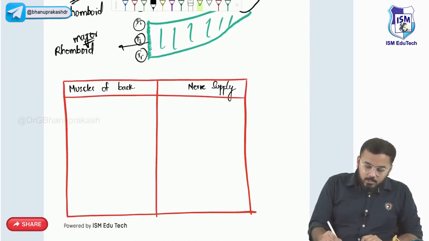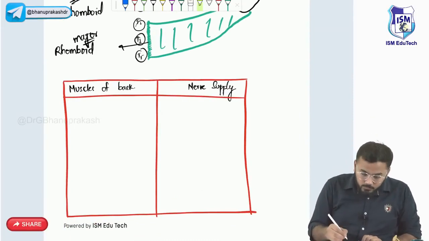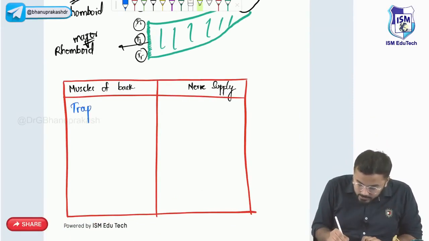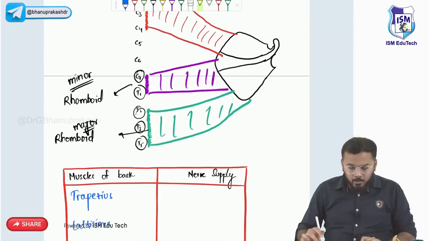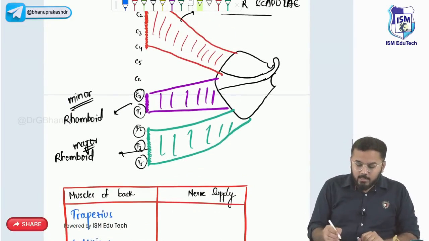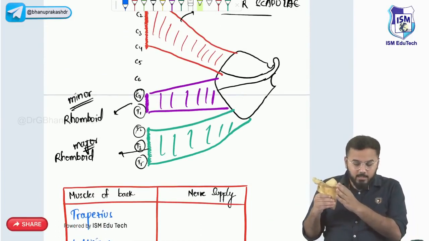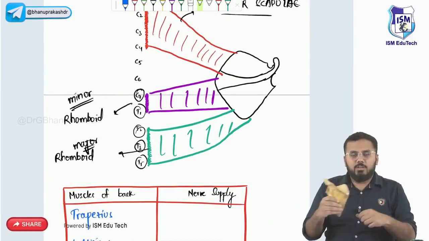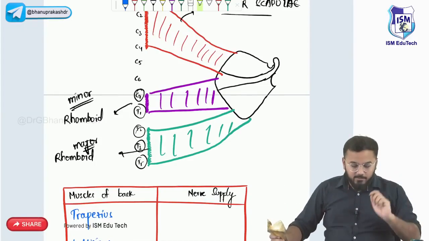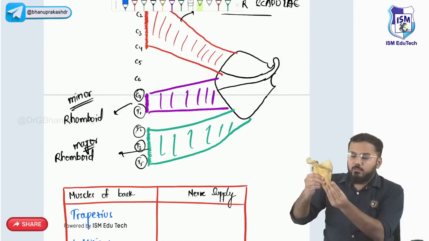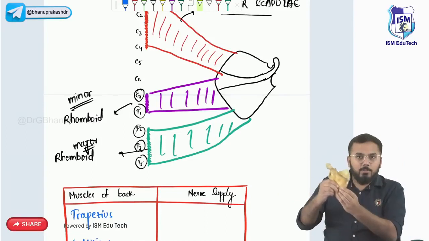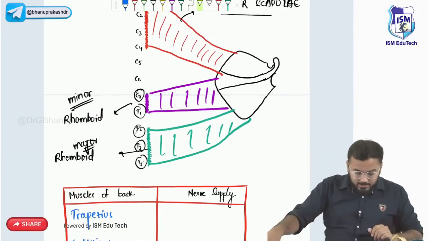Okay. So look here. We have so far discussed trapezius. Siddharth is asking about rhomboid movements. Look here, Siddharth. Rhomboid minor is exactly attached to this part of the scapula, right? So when I'm pulling it, there will be retraction of the scapula. In the same way, rhomboid major is attached to the inferior angle of the scapula, right? So when I'm pulling it, there will be depression of the scapula. You're clear, Siddharth?